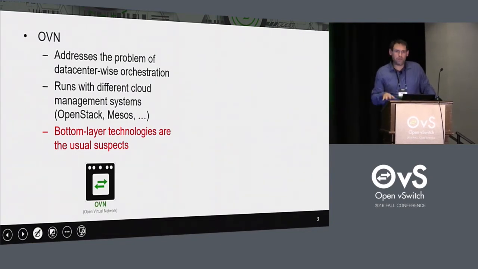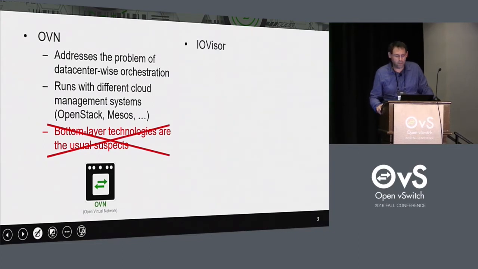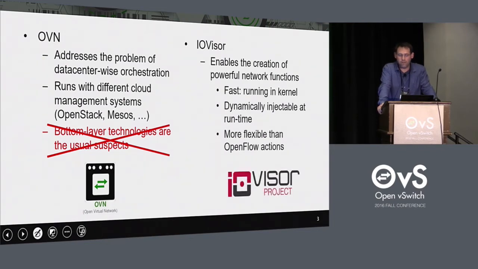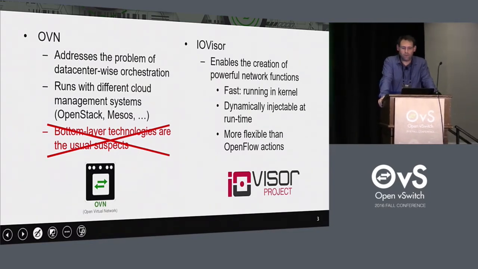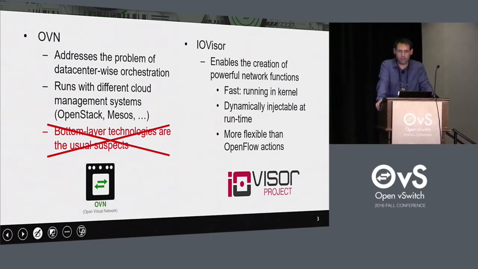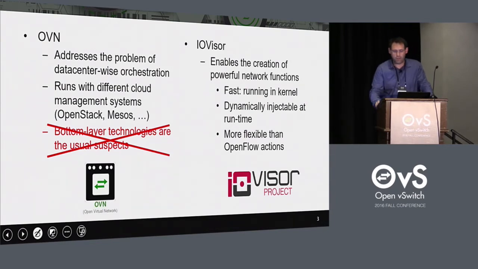But unfortunately, the bottom layer technologies, so vSwitch and so on, are the usual suspects. So the idea is, let's replace those technologies with IOVisor. IOVisor is another name, basically, of eBPF. Already people talked about that. What is interesting to me is that it's fast, it's running in the kernel, it's dynamically injectable at runtime. So you can customize the function, you can compile and inject it in the data center. There was a demo showing that. And it is based on a virtual machine that is more flexible than just using OpenFlow actions.